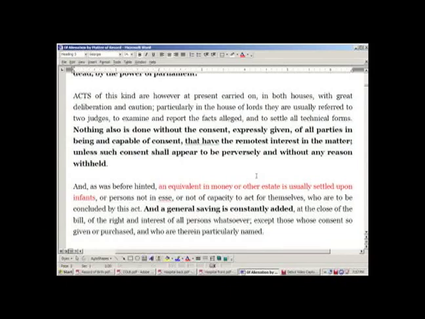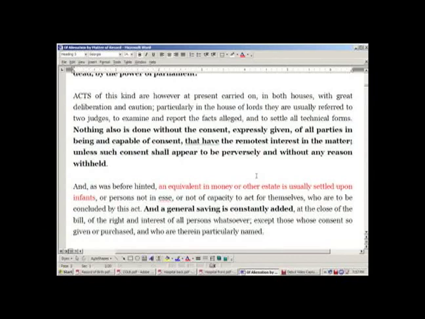Particularly in those houses of lords, they are usually referred to two judges to examine and report the facts alleged and to settle all technical forms. So there's two judges involved that have to look at this stuff, it sounds to me. One, I believe, is going to be the land court judge for the land, and I believe the other one is the ordinary, the archbishop. That, you know, we're going to be notifying those two judges.